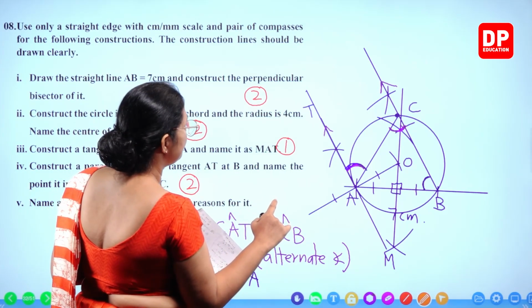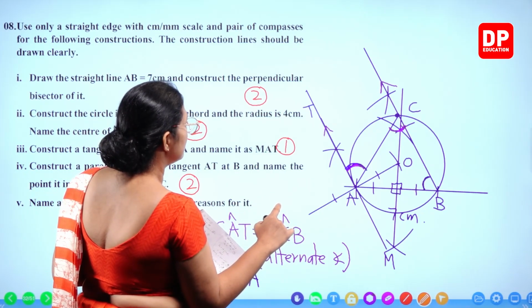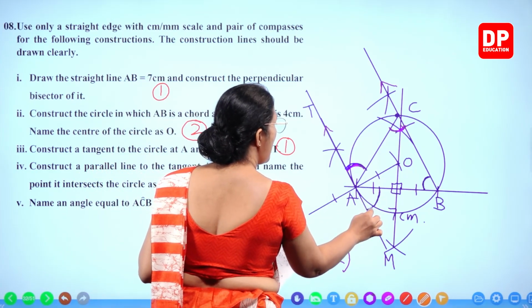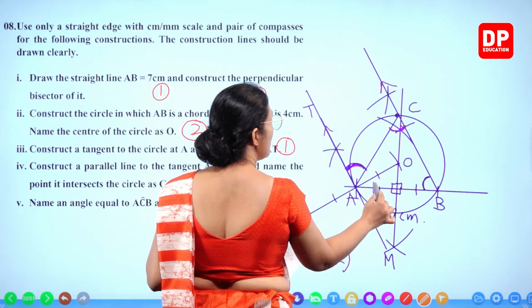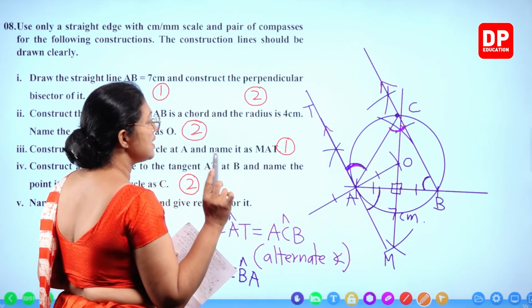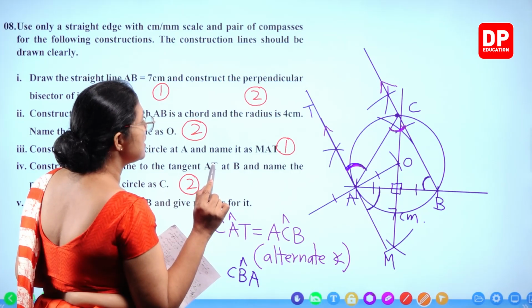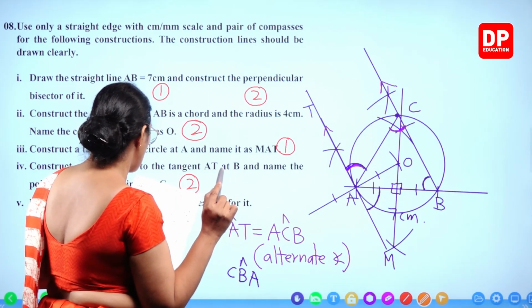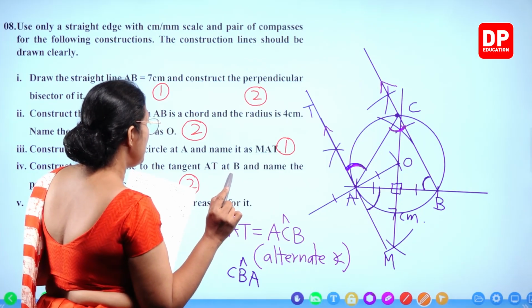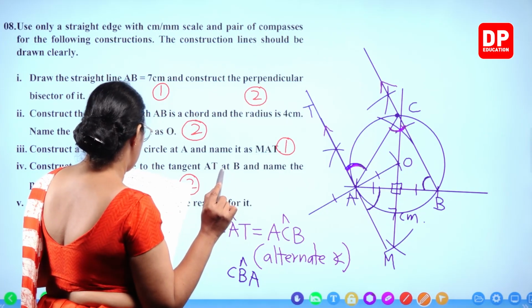Then what else? This angle you can write. This is the angle between the tangent and the chord. That angle is equal to the opposite segment angle. By the alternate segment theorem you can write BAM as well.